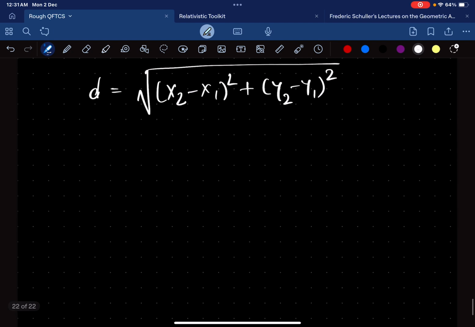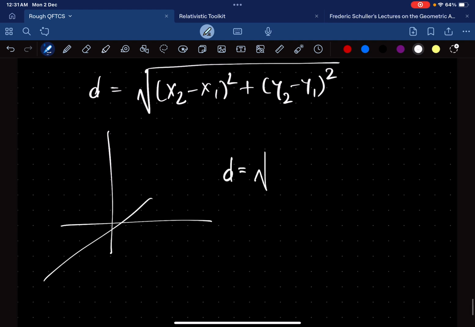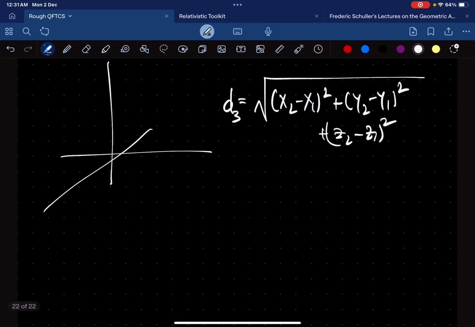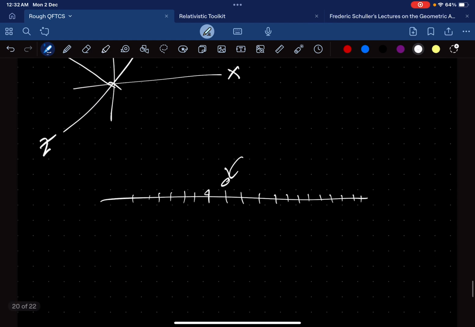Similarly, if we have a three-dimensional coordinate system x, y and z, then we will get the distance with the same formula: (x2 minus x1) squared plus (y2 minus y1) squared plus (z2 minus z1) squared. Okay, it's d3, and that one is d2. In the case of the number line, we also had the same formula, but as it has only one dimension, it's just this, and the root cancels out the square, and this is just x2 minus x1, what we got previously.